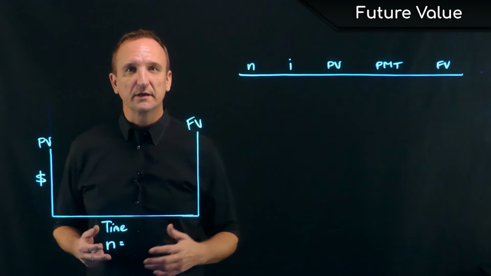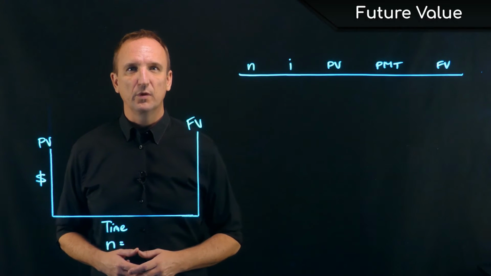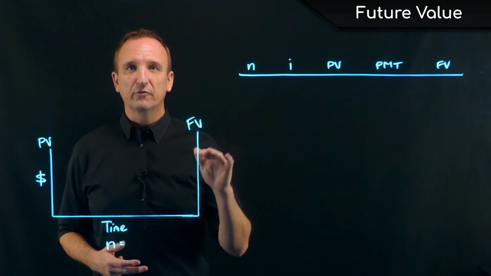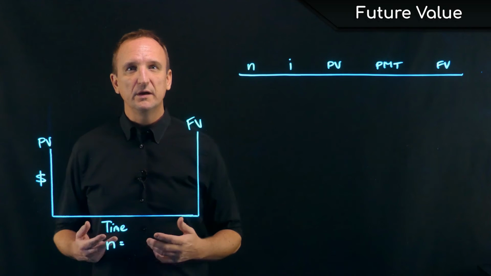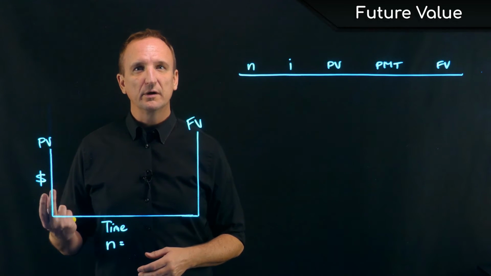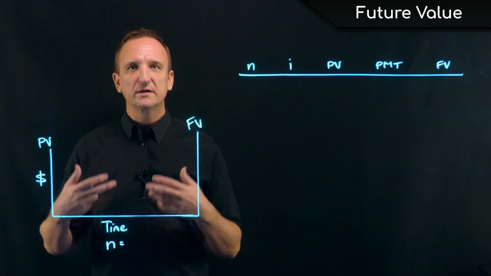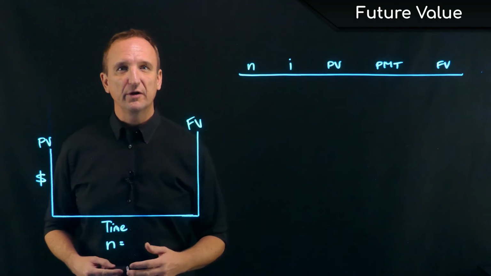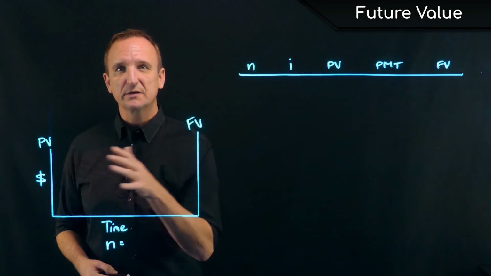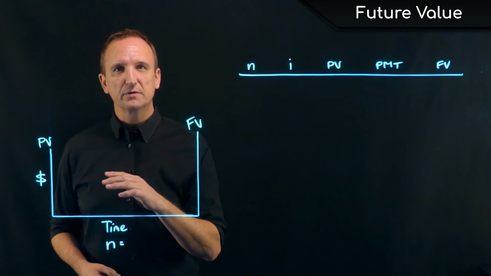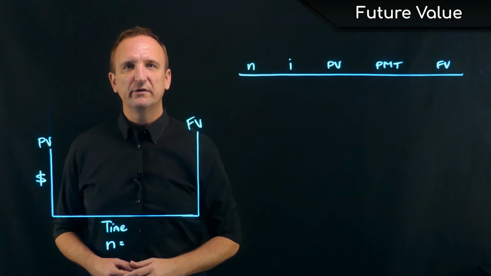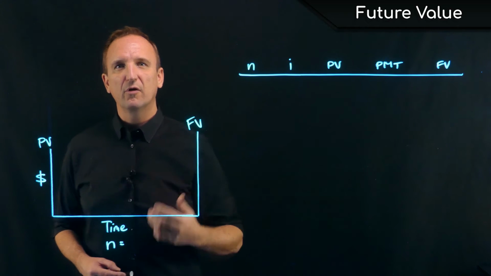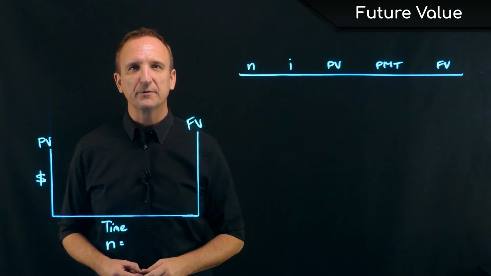We need at least three things to calculate future value. We need a defined period of time, we need a rate of growth or an interest rate, and we need either a present value, an initial deposit, or a series of deposits or cash flows along the way. Calculating future value takes those initial deposits or series of cash flows and projects them out into the future over that time frame at that rate of growth. So we have our inputs and then we solve for future value.